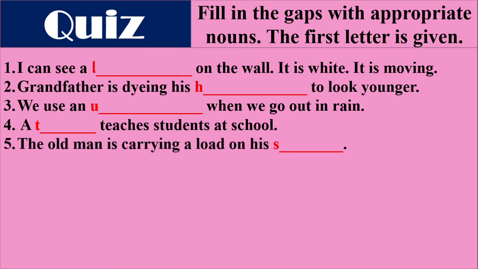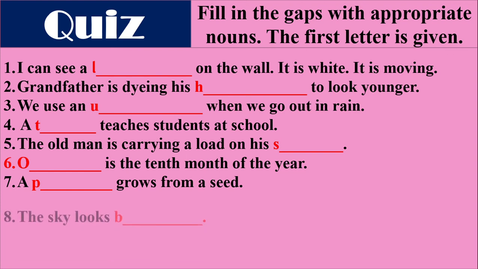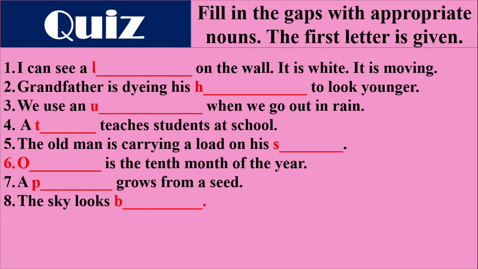The old man is carrying a load on his dash. So the answer, I mean to say the noun, starts with the letter S. Dash is the 10th month of the year. So the first letter of the answer is O. A dash grows from a seed, and the first letter of this is P. The sky looks dash. The answer starts with the letter B. The boy is flying a dash, and the first letter of the answer is K.